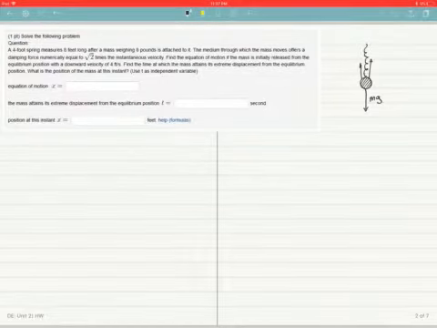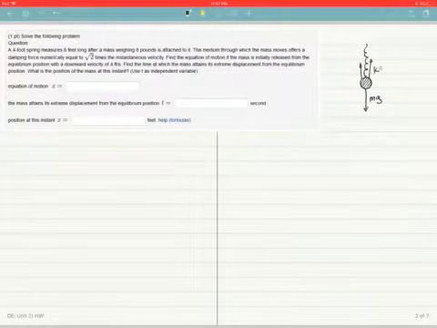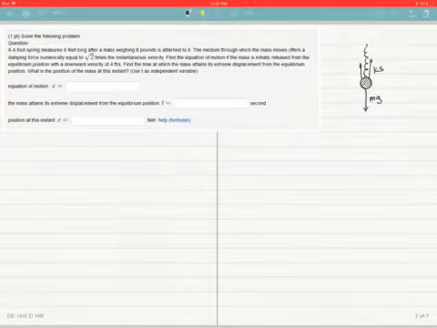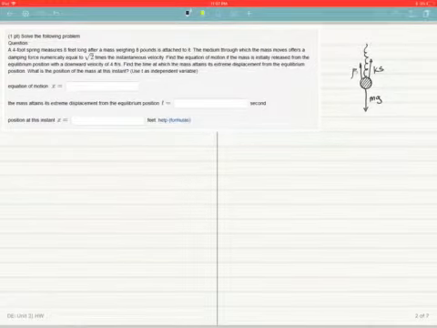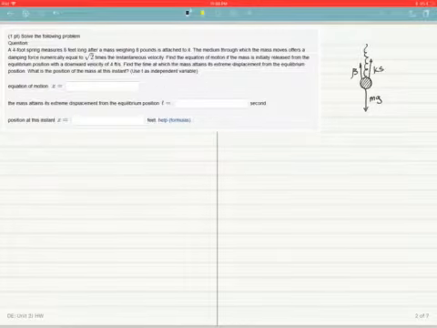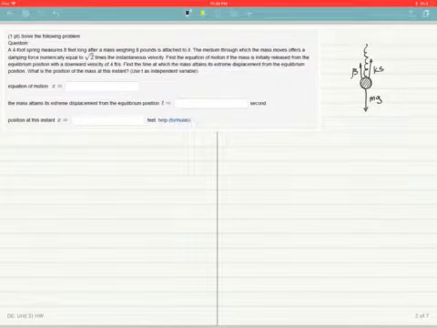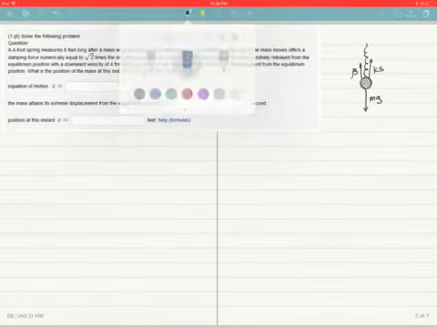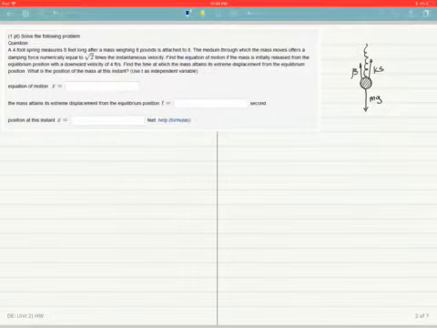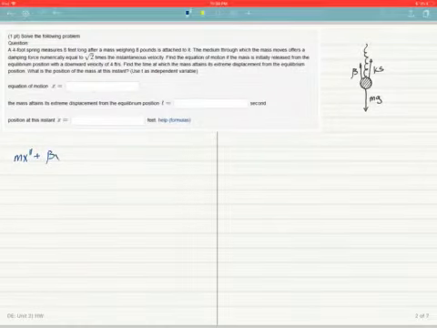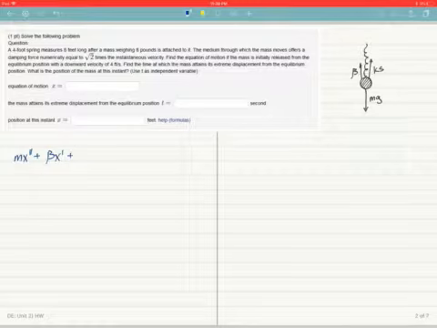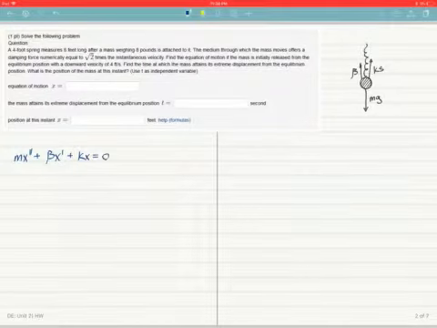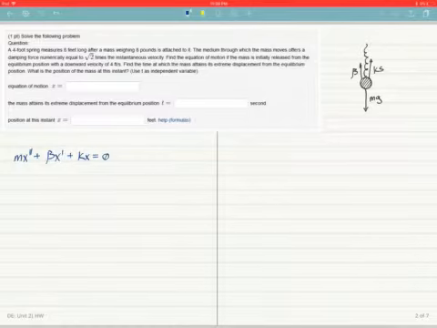And this is just going to be our mg, mass times gravity. This is going to be our ks. It's the spring constant, the firmness of the spring. And this is going to be our beta, our damping force. So from this problem, we can model an equation for the situation. We can say that mx double prime plus beta x prime plus kx is equal to 0.